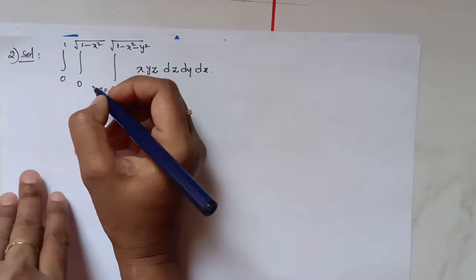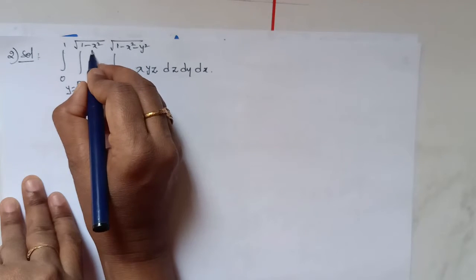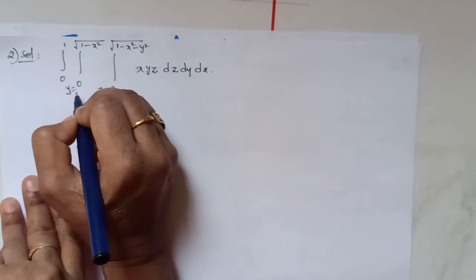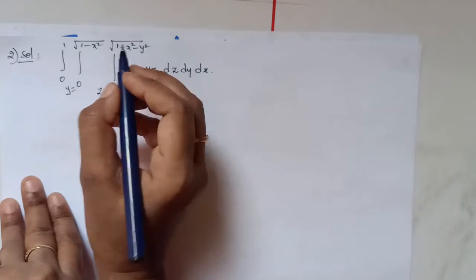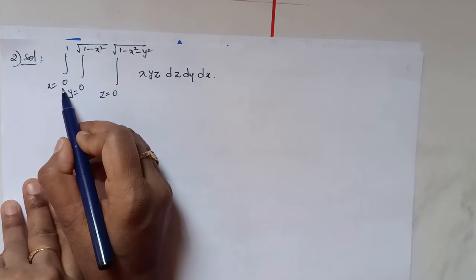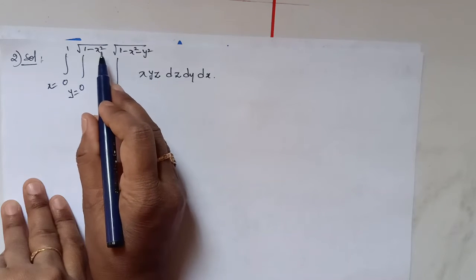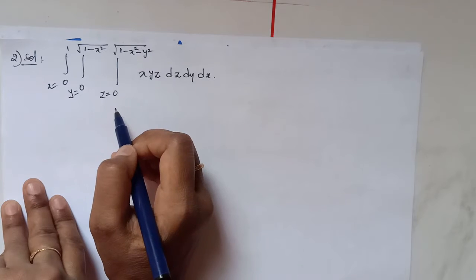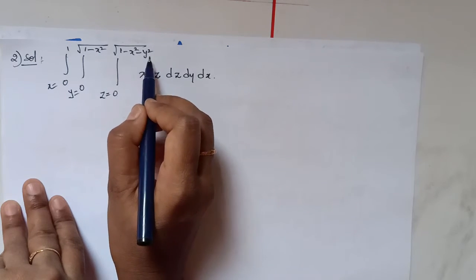Okay. And y is equal to 0. It cannot be the x limit because the upper limit contains the 1 minus x term. Therefore, y is equal to 0 to under root 1 minus x square. So, the remaining limits are x limits. You have x limits from 0 to 1, y limits from 0 to under root 1 minus x square, z limits from 0 to under root 1 minus x square minus y square.